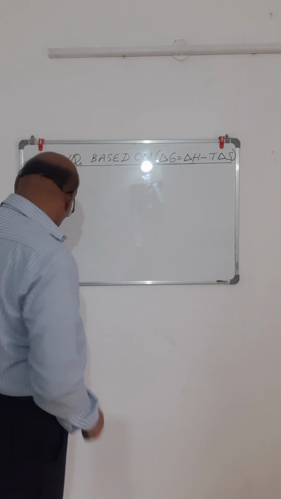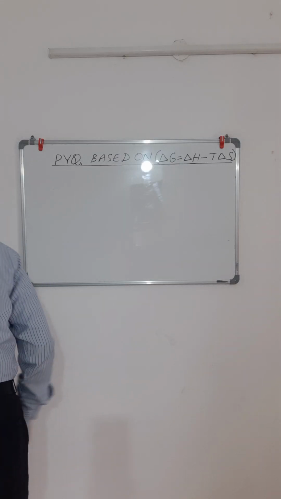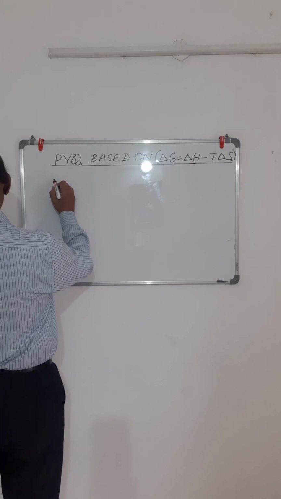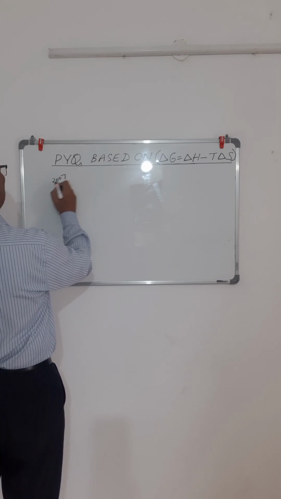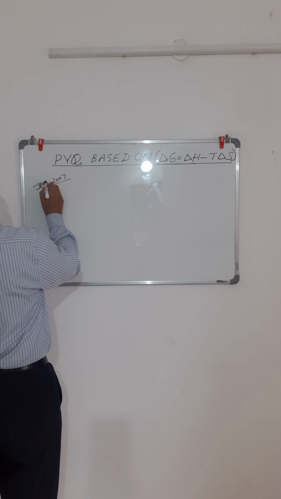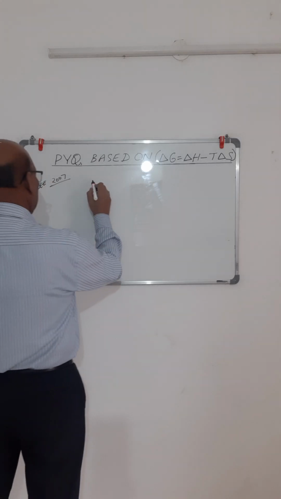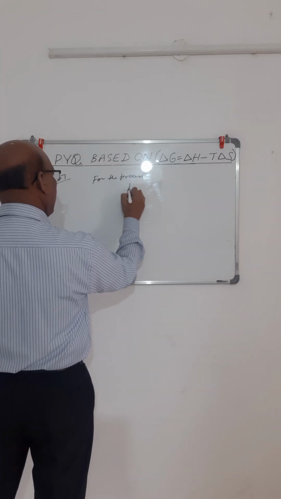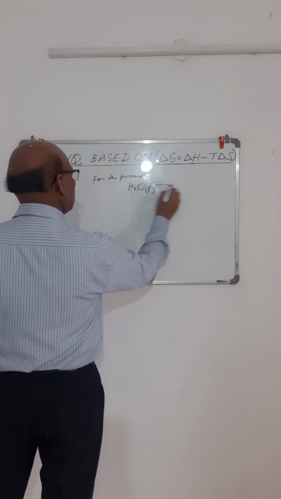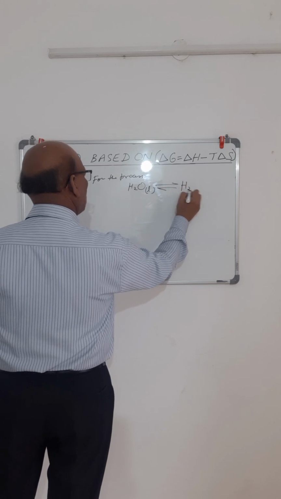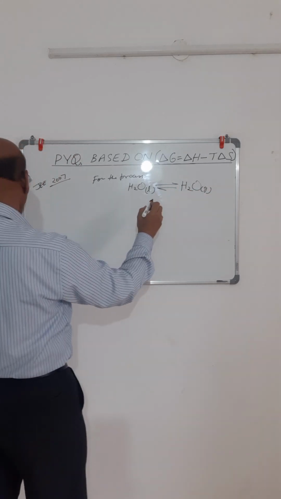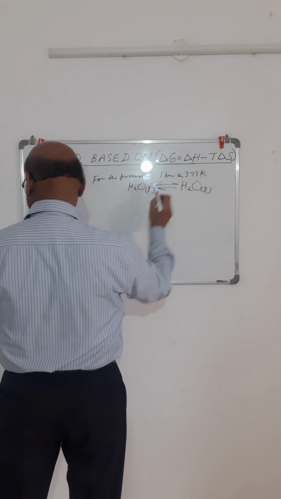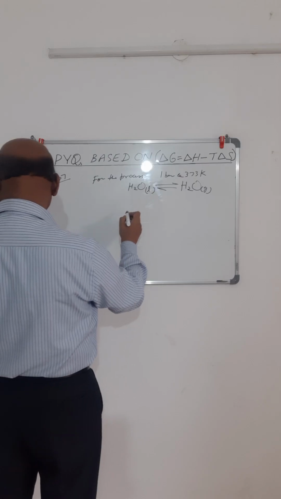Now we will take some numericals based on PYQs just to clear the concept. The first we are taking is from 2007 JEE. This is a multiple choice question. Here it is asked that for the process H2O liquid gives H2O gas at 1 bar and 373 Kelvin, we have to find the correct statement.